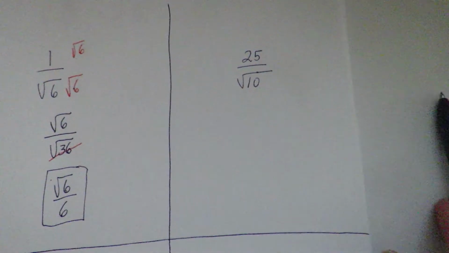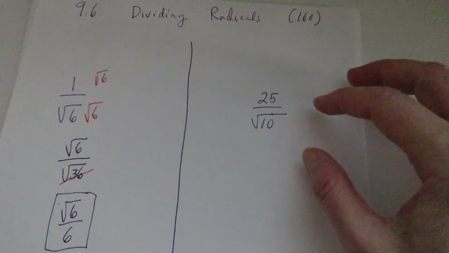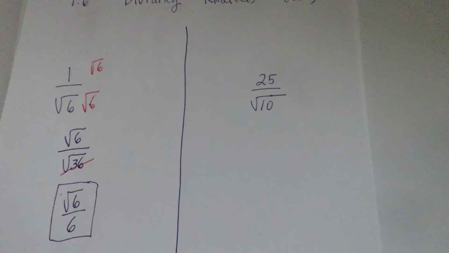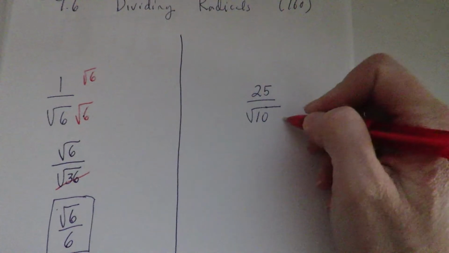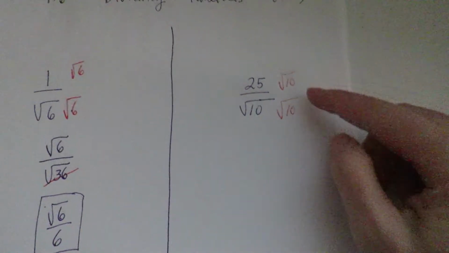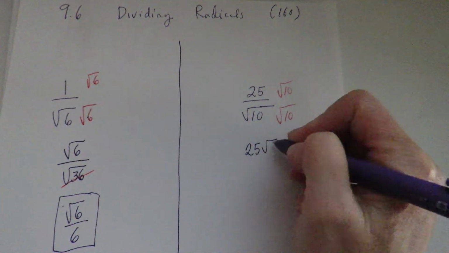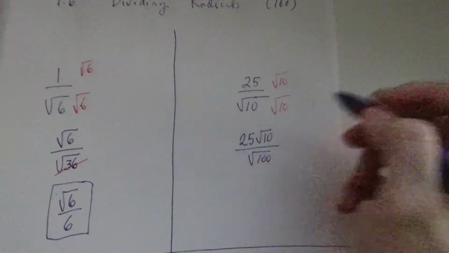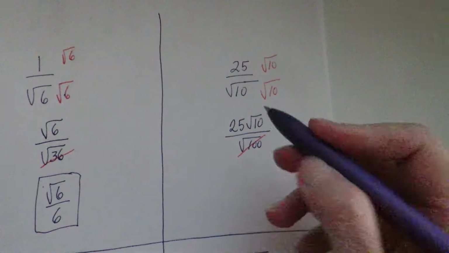Okay, let's try another one here. The final answer cannot have a radical in the denominator. So radical 10, we can't simplify that. We cannot take the square root of 10. So you have to give it a twin to make it a perfect square. Whatever you give to the denominator, make sure you give to the numerator. So now in the denominator, I've created a perfect square because I can multiply these 10s. So now it's the square root of 100. Square root of 100 comes out as 10.